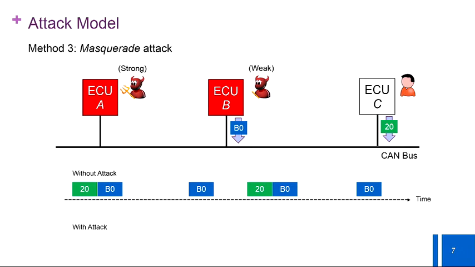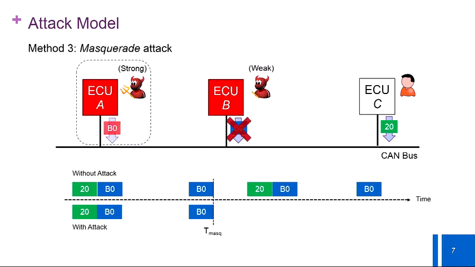Actually, the attacker can be a little bit smarter than the fabrication and suspension attacks. So we call that the masquerade attack. Say we have two ECUs here, compromised as strong and weak. With a weak attacker, the attacker can just keep sending its original message, but after some time passes, it can switch that transmission to a strong attacker and then inject its attack message instead.